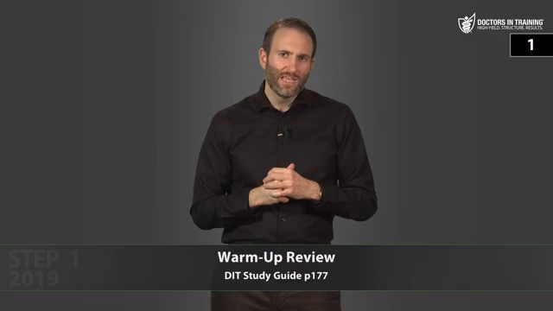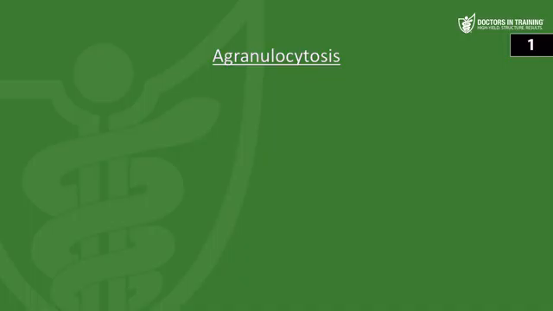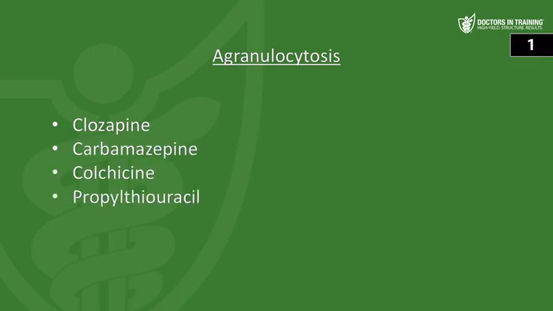It's time for another warm-up review. Let's get going. What drugs have each of the following side effects? So first we have agranulocytosis. Think about clozapine, carbamazepine, colchicine, propylthiouracil, and methimazole.